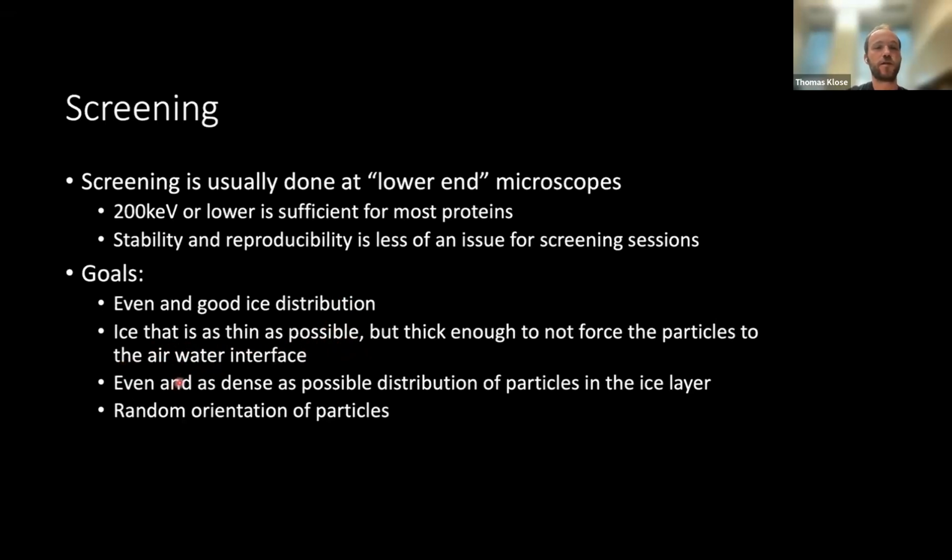The other thing we want to achieve is an even and as dense as possible distribution of particles in our ice layer. If they are not evenly distributed, it is very difficult to target good areas for data collection. If they are less dense than would be ideal, then we're obviously going to have a hard time, or we have to take more images to achieve our target at the end. Last but not least, we would also like to have random orientation of particles. That is in theory easy, but some molecules like to orient themselves in the ice layer, and then one has to play tricks to get them to a more random distribution.